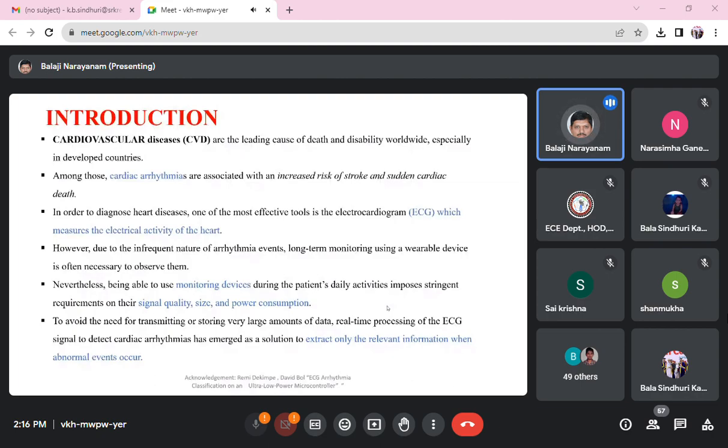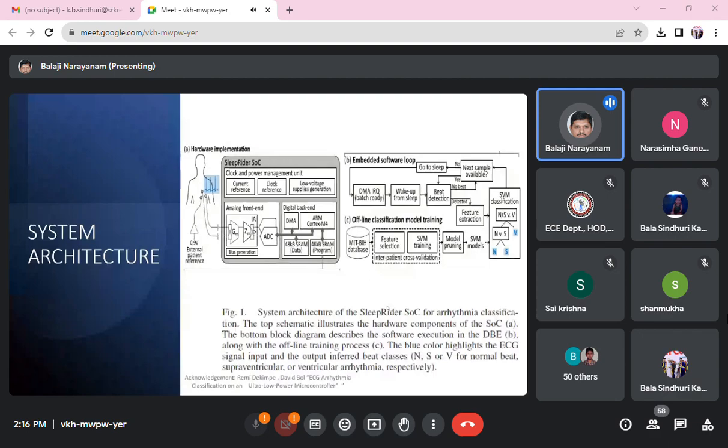And you can observe that when I want to develop a continuous monitoring device, I should focus on the stringent requirements of signal quality, what the size is, and how much power consumption is being made. These are the important constraints that I need to consider. And as we discussed just now, if I want to do any hardware implementation, first of all, I need to have a system architecture.